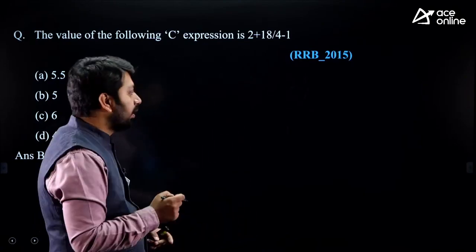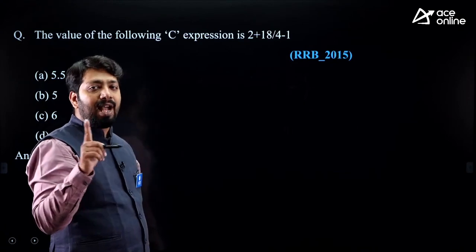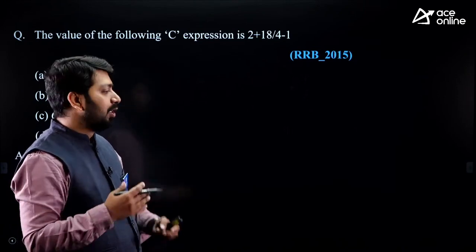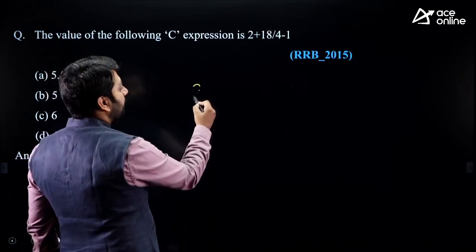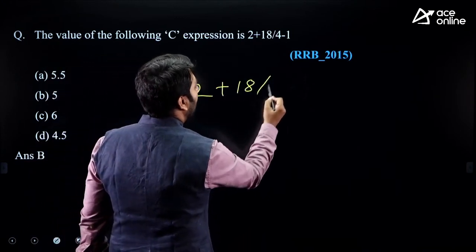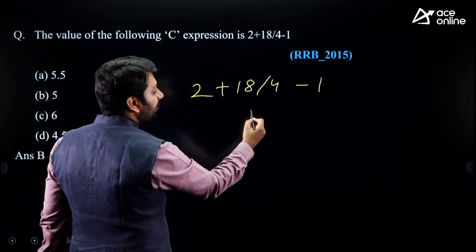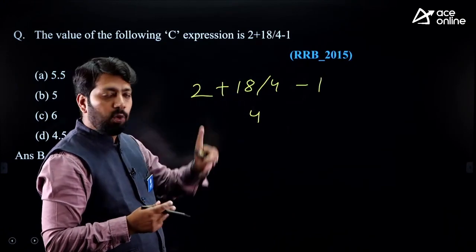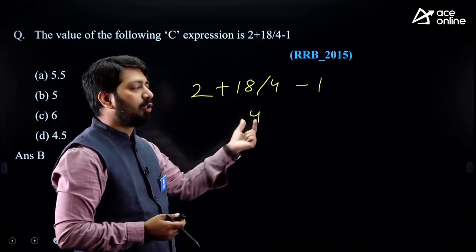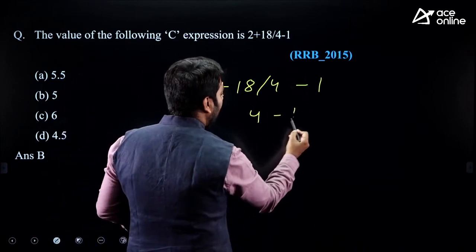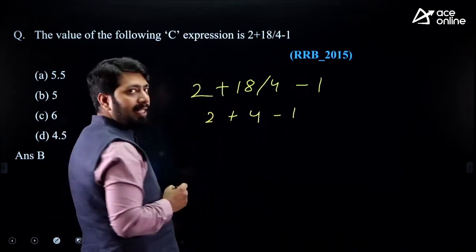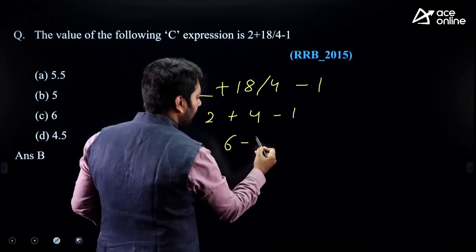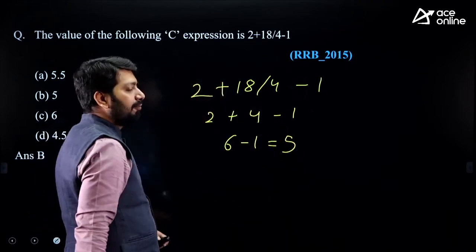Fine. There is a term called typecasting that comes into the picture. I would suggest you to study typecasting or follow our course, and our course will help you to clear the exam. Fine. So 2 plus 18 by 4 minus 1. 18 by 4 is 4. 4 4s are 16. Now you might be thinking, no sir, it is 4.5. No. Both are integers, so the answer will also be an integer. So that is 4 minus 1 plus 2. Divide has the highest priority, so that's why I solved divide first. 4 plus 2, 6. 6 minus 1, 5. So the answer is 5. Got it?